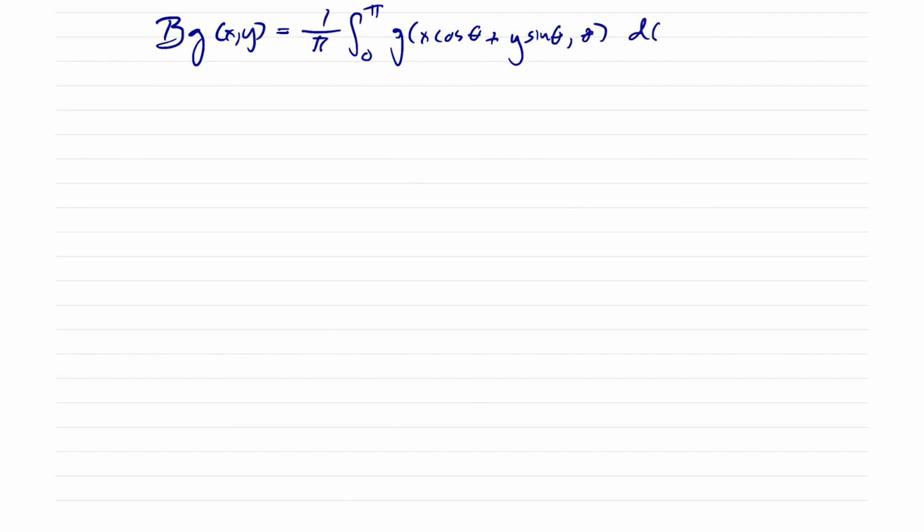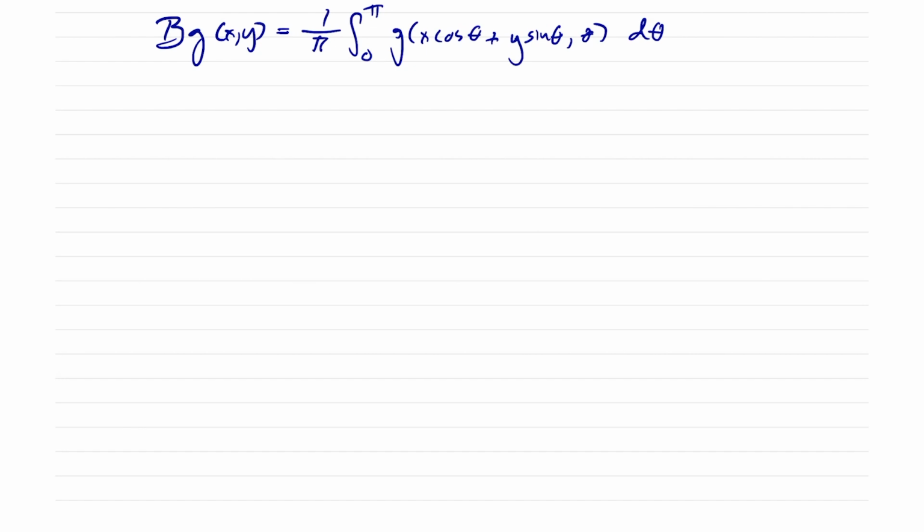So to start off, we should reintroduce what the back projection is. And again, I am following Feeman here. The back projection of g is equal to 1 over pi times the integral from 0 to pi of g of x cosine theta plus y sine theta, comma theta, d theta. Basically this takes a radial function and looks at all the ways that you can match up with the coordinate x, y and averages over them.